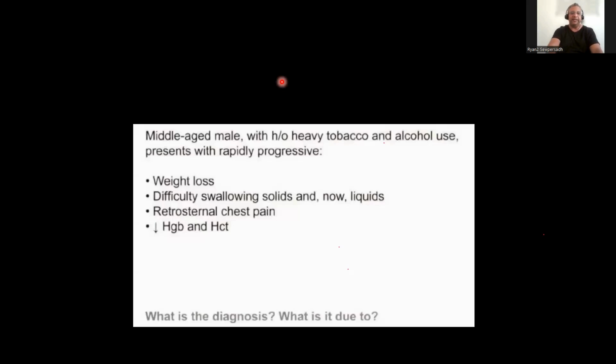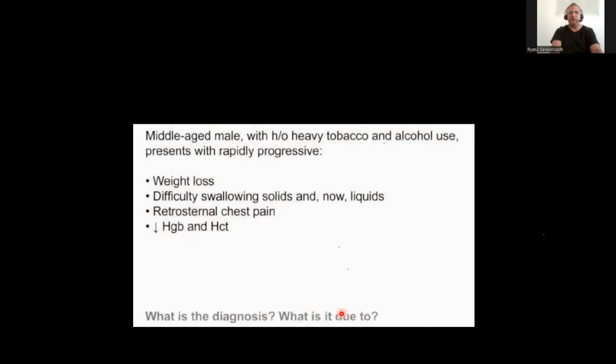Okay, let's do some exam scripts now. Got a middle-aged male with a history of heavy tobacco and alcohol use. He presents with rapidly progressive weight loss, dysphagia, initially for solids, now for liquids. So that's very important to note. Retrosternal chest pain, and he has diminished hemoglobin. What's the diagnosis? What is it due to?